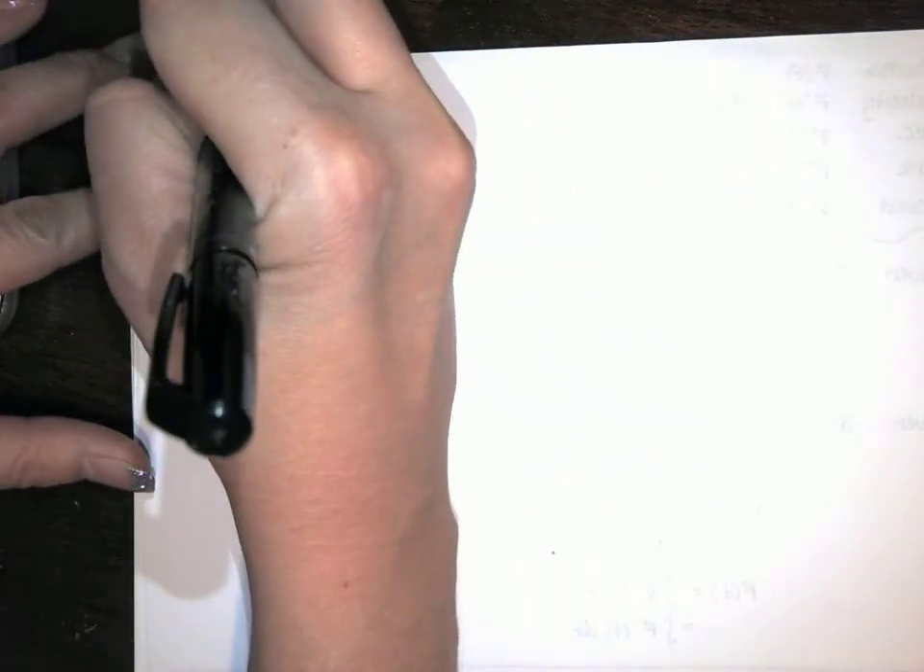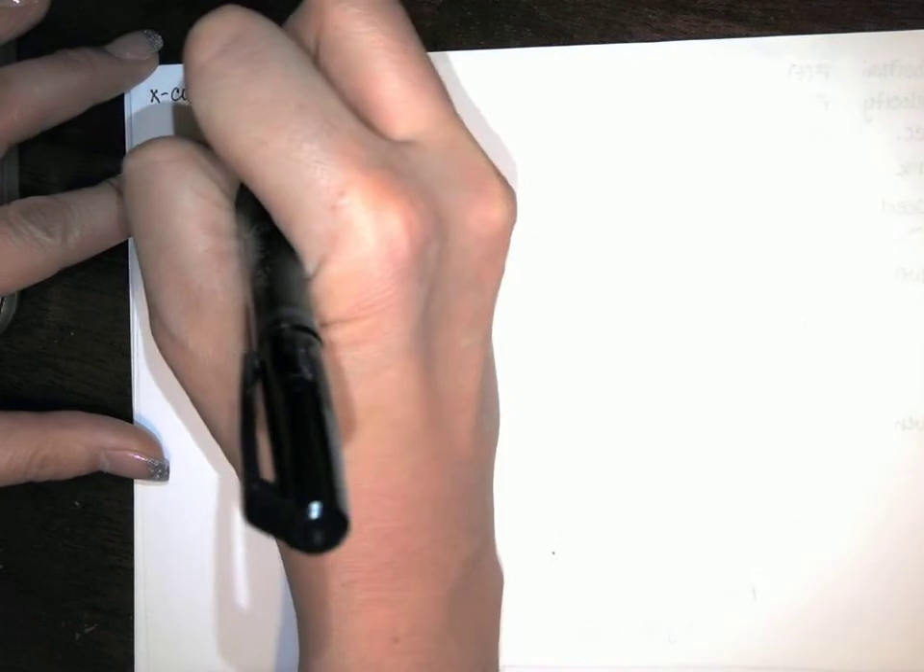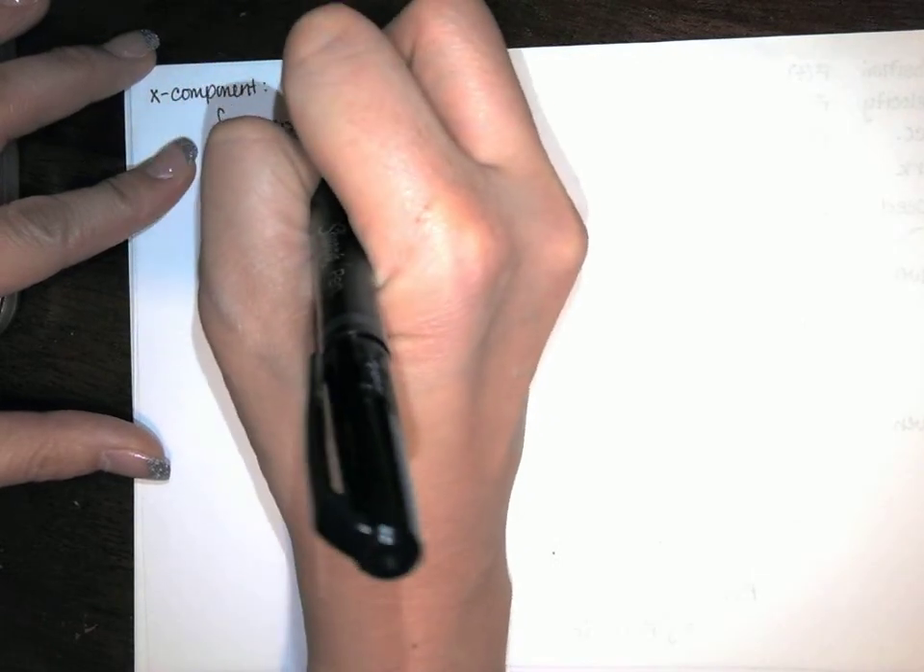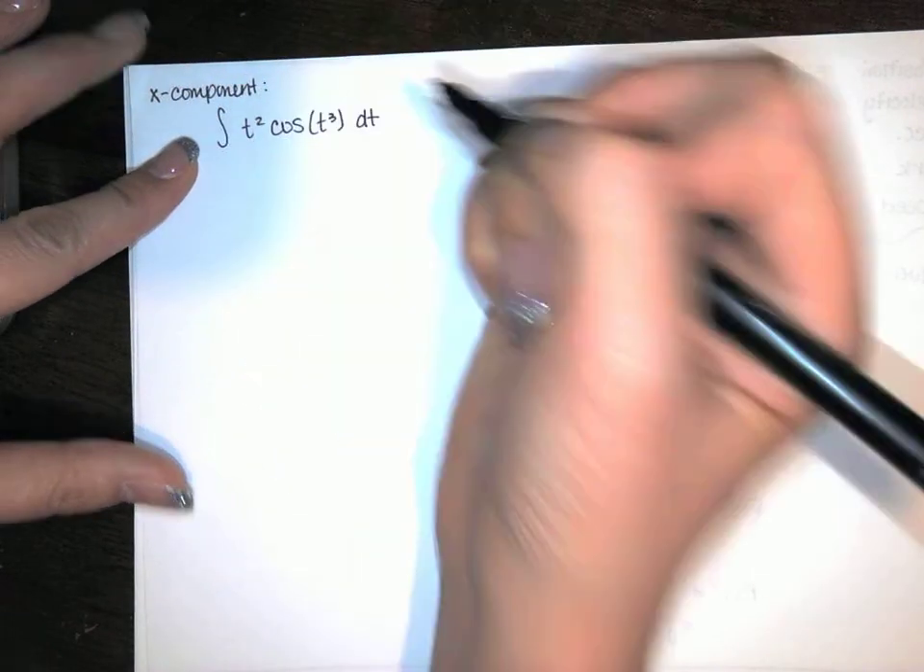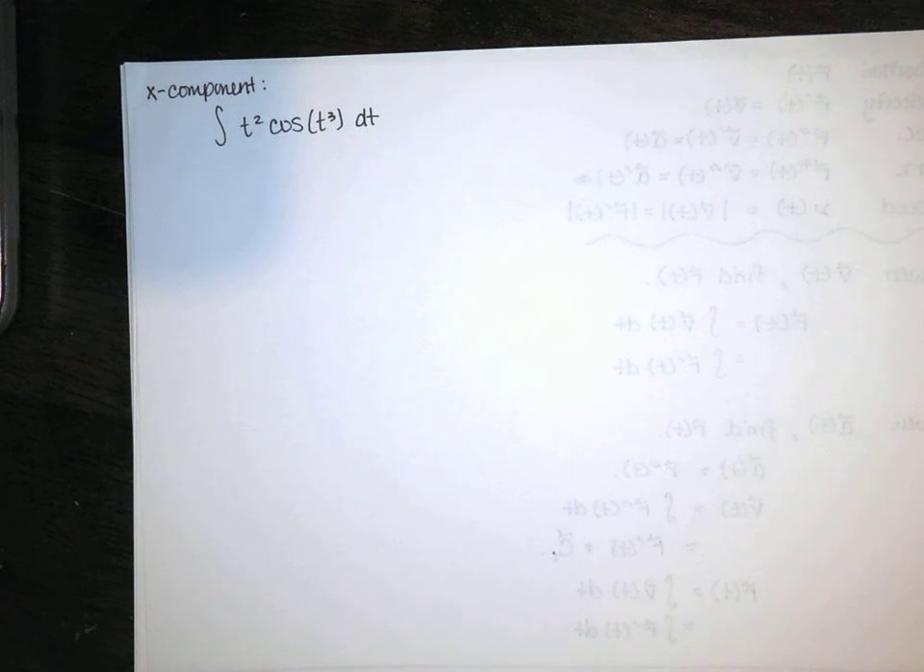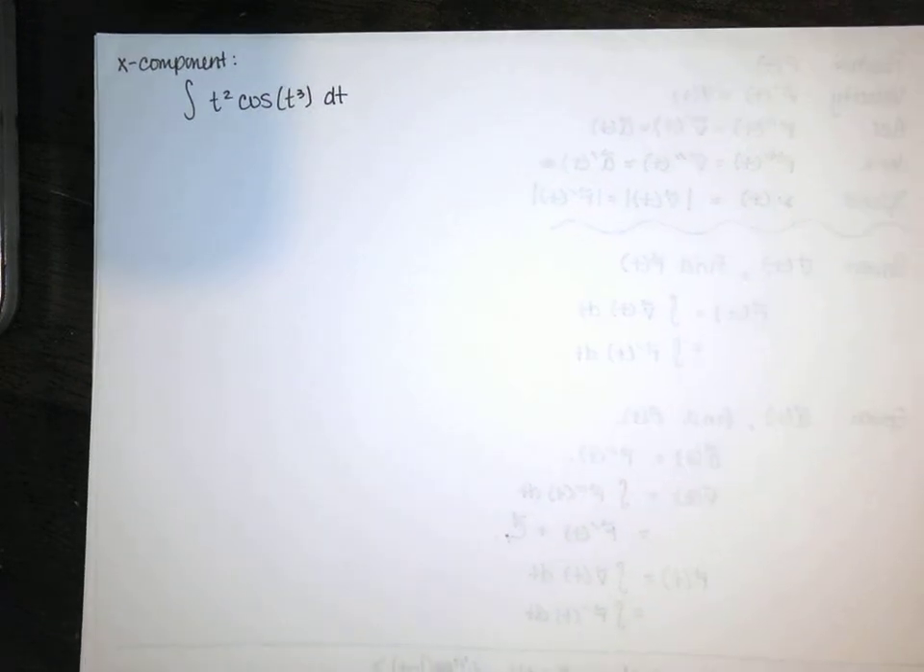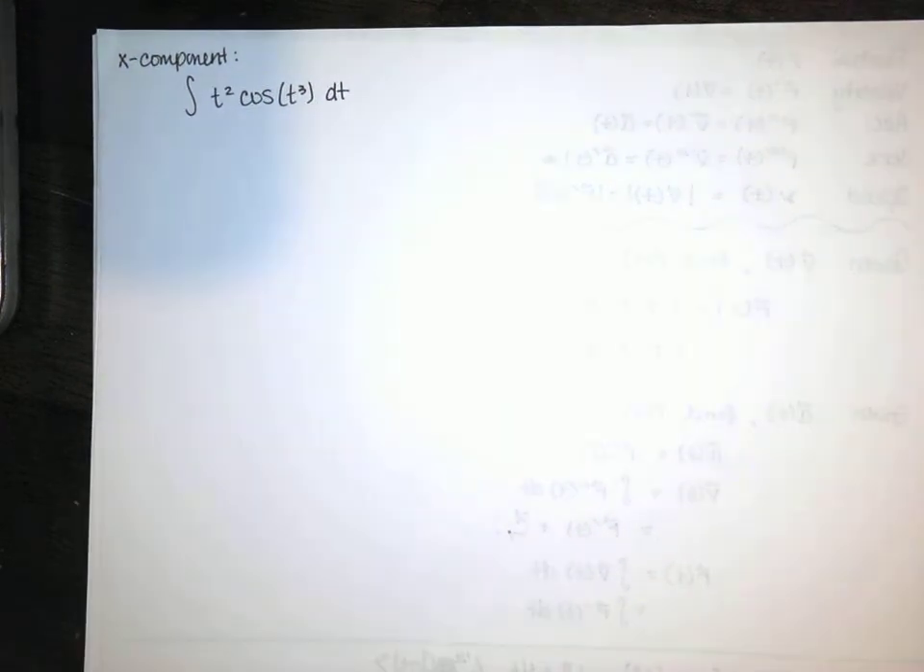So I had the antiderivative of, for the x component, t squared times cosine of t cubed. Is that integration by parts or U substitution? I notice I've got a product, so I'm thinking it's one of those. I definitely don't have a basic rule for that. I hope you said U substitution, and I'll tell you why.